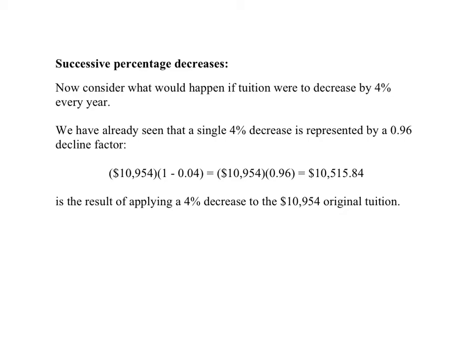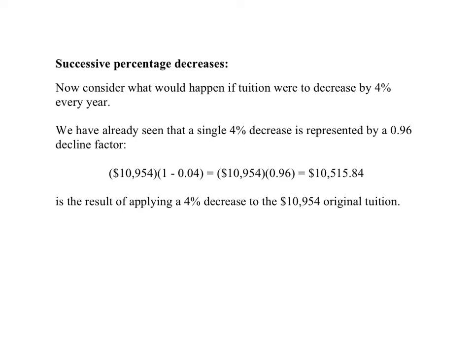Now consider what would happen if tuition decreased by 4% every year. We could study the effect of successive 4% decreases in the same way that we studied successive 4% increases. We've already seen that a single 4% decrease is represented by a 0.96 decline factor. So whatever the original tuition is, to decrease by 4% means to be multiplied by 1 minus 0.04, in other words, to be multiplied by 0.96. And we reasoned that out as whatever the original tuition is, 96% of it remains after a 4% quantity has been taken away.